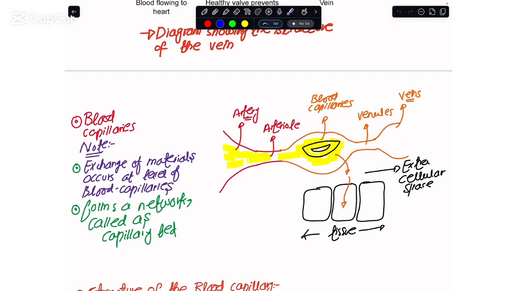Welcome you back. For today's lecture, we will be talking about the miniature blood vessels that we have, and these are the blood capillaries. Why am I discussing it separately? Because this is frequently asked in your exams.